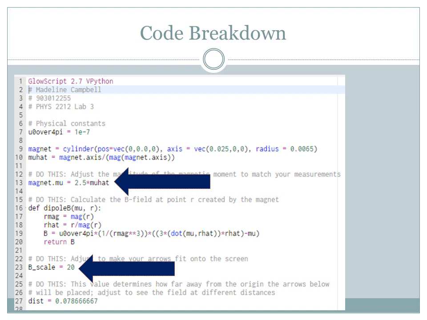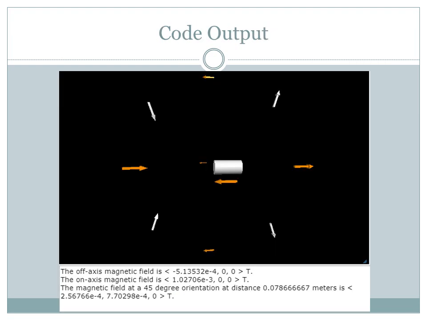Lastly, I adjusted the magnet.mu value until the X component of the on-axis magnetic field was 1000 microteslas, which is consistent with my experimental measurements. I also adjusted the B scale until the arrows were a visually appropriate size. Here is my final code output along with the values of the magnetic field at each location.